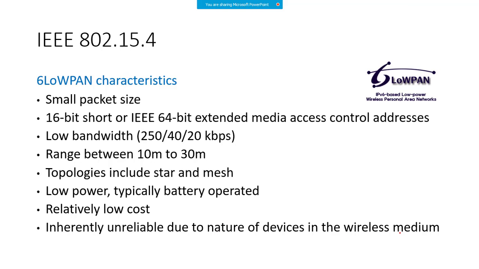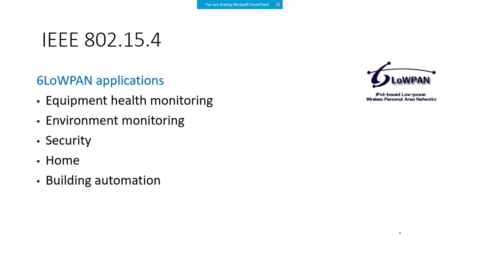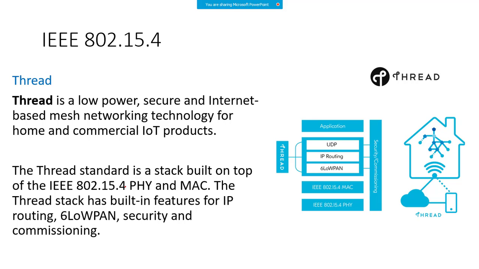So it's unreliable. 6LoWPAN applications are very important: equipment for health monitoring, environment monitoring, security, home automation, and building automation. Like what you have seen for Zigbee, the same things can be applicable to 6LoWPAN, but the advantage, as I said, is that you don't require an intermediate gateway. The device has the capability to directly communicate with any internet connected device. So these are the applications.